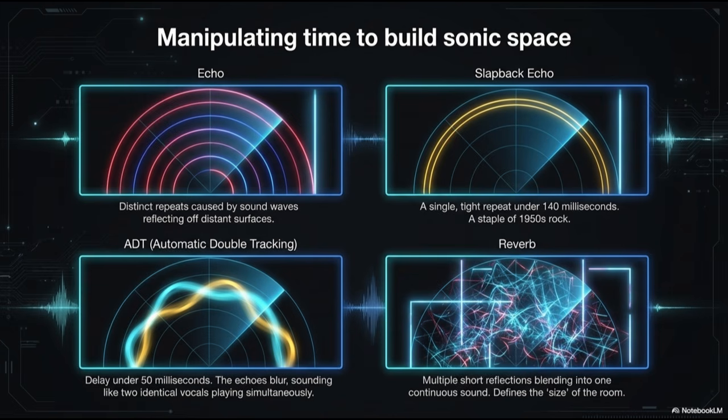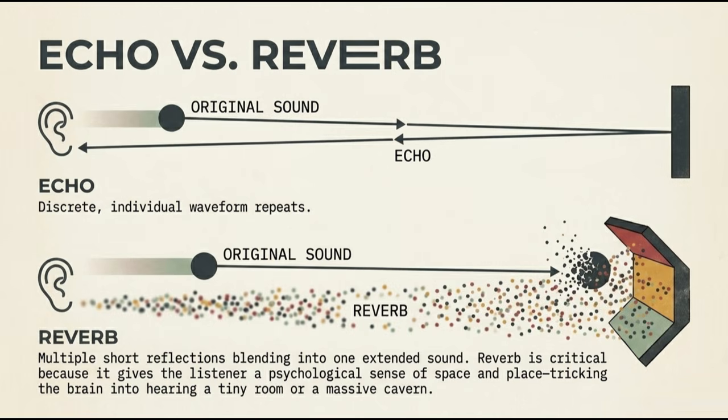Once you shorten the delay time to be less than 50 milliseconds, your ears can no longer hear the original sound and the echoes as separate events. They blur together as one continuous sound. That's the difference between echo and reverb.